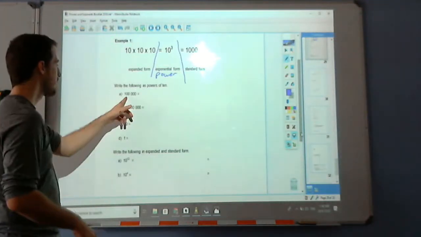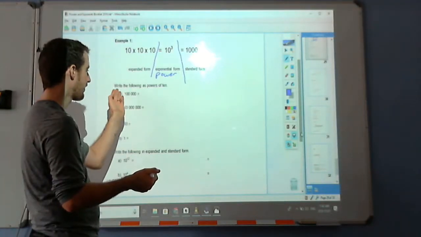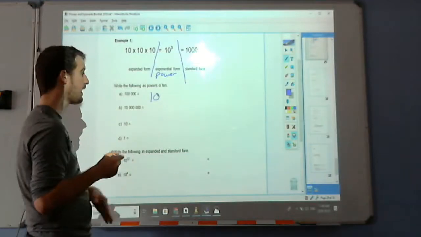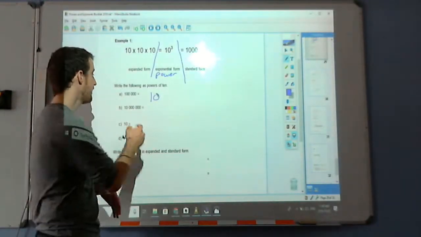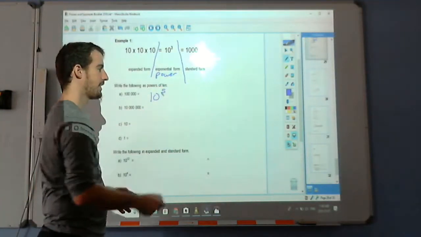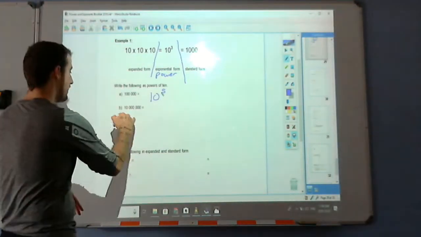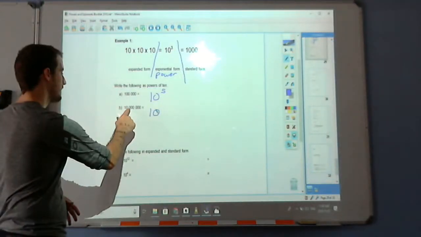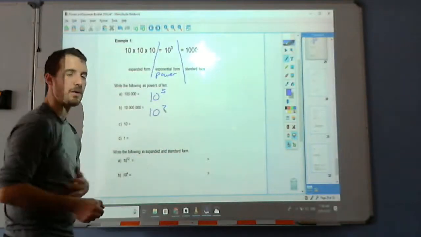Okay. So here we have a number, right? It can always have a base of 10 if it's just 1 and a bunch of zeros. So we know that 10 is our base. The next step is to count how many zeros you have. So here I have 1, 2, 3, 4, 5: 10 to the power of 5, done. Okay, here, how many zeros do I have? 1, 2, 3, 4, 5, 6, 7. 10 to the power of 7.